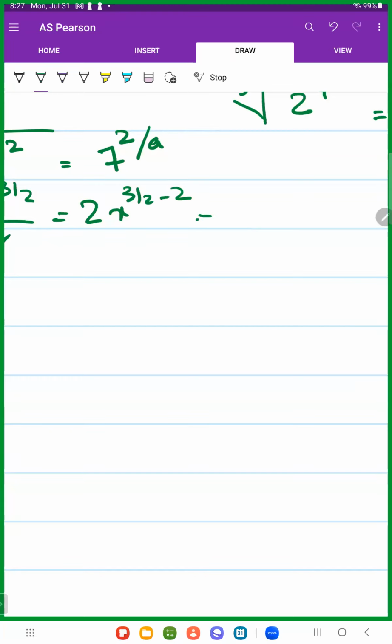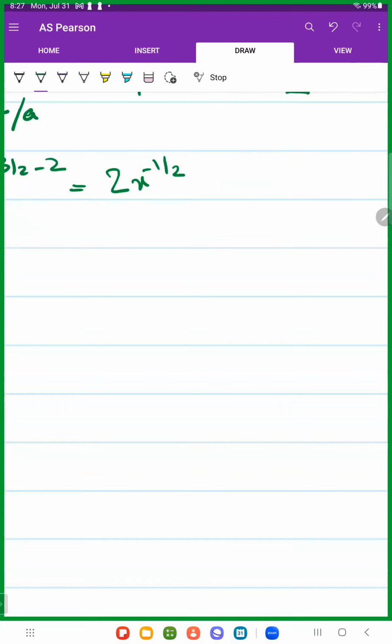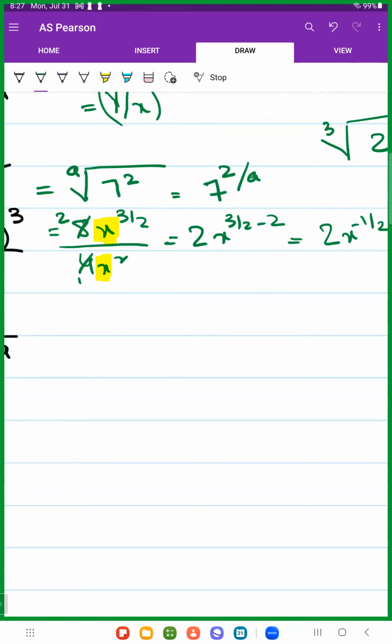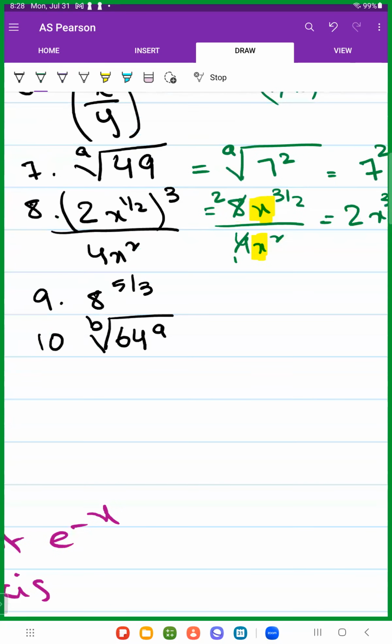What is 3 upon 2 minus 2? Minus half. Yeah. So how can you write this as 2 upon x to the power half? You need to bring it in a form where everything is simplified. All right. Got it. Try doing 9 and 10 now.